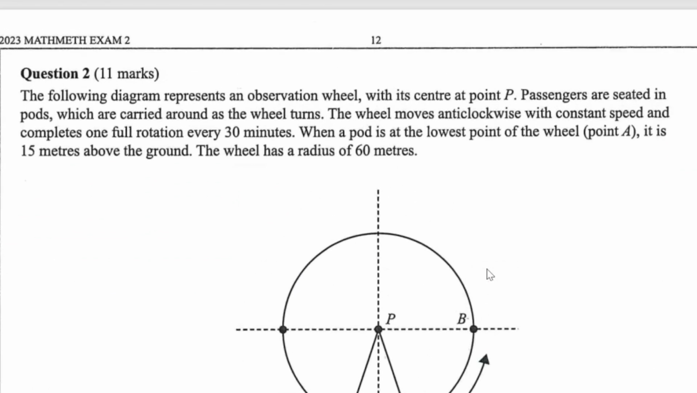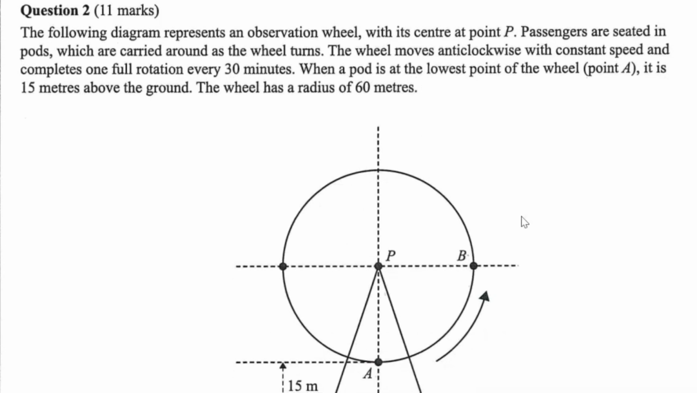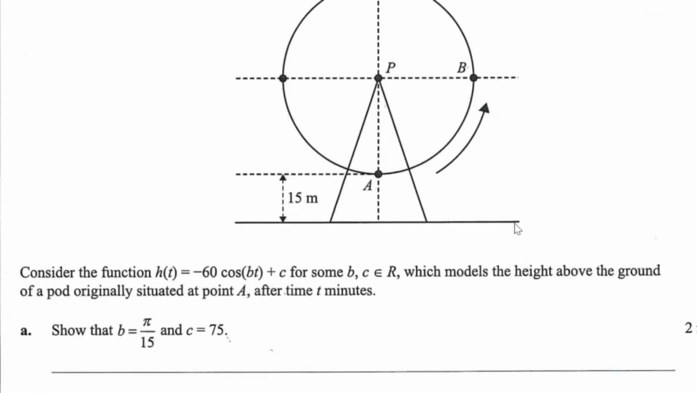Alright, the following diagram represents an observation wheel with its center at P. Passengers are seated in pods which are carried around as the wheel turns, and the wheel moves anti-clockwise with a constant speed and completes one full rotation every 30 minutes. When a pod is at the lowest point of the wheel, point A, it is 15 meters above the ground. The wheel has a radius of 60 meters. Consider the function h of t.